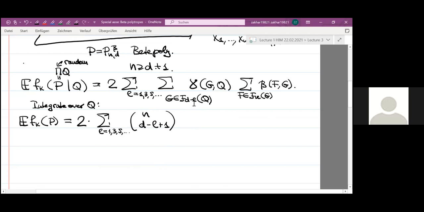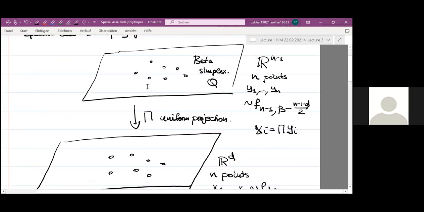And then we can take just some fixed face. For example, let G be the face, the convex hull of y1 and so on, y_{d-l+1}, the simplest one. And then what do we have? We have to take the expectation, right? This is the expectation which is taken with respect to the randomness in this Q. Q was random. Remember, Q is a random beta simplex.